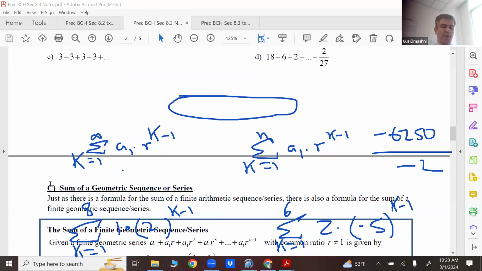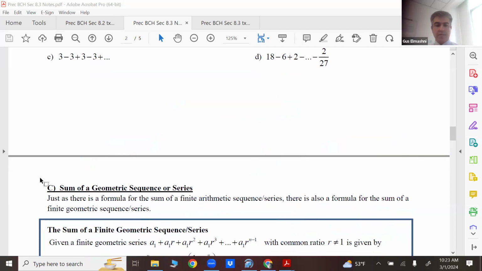Go and try C and D on your own, and we'll compare. I'll freeze my screen for a moment. And by the way, if you see dot dot dot at the end, what do you assume you can put on top? Infinity, right? So C will be an infinite series for sure.